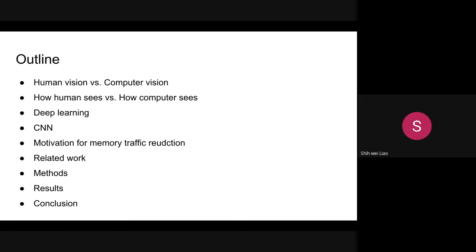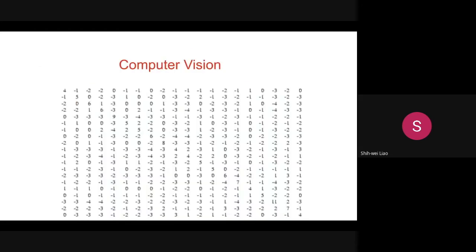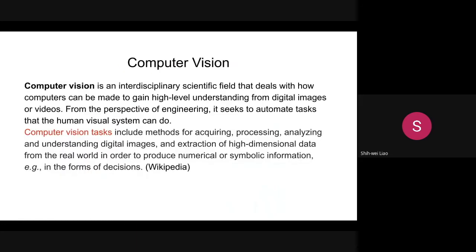Let's start with vision. If you can see this lady, that means you are employing human vision, not computer vision. Computer vision is to teach computers to see. What a computer initially observes is these 0s and 1s, but not the lady. And if we look at the definition of computer vision, it's an interdisciplinary scientific field that deals with how computers can be made to gain high-level understanding.